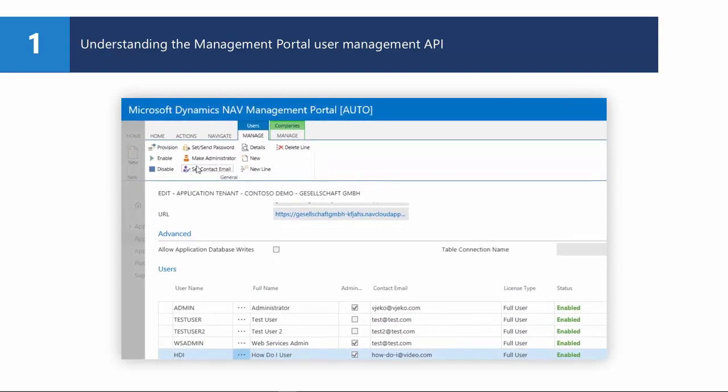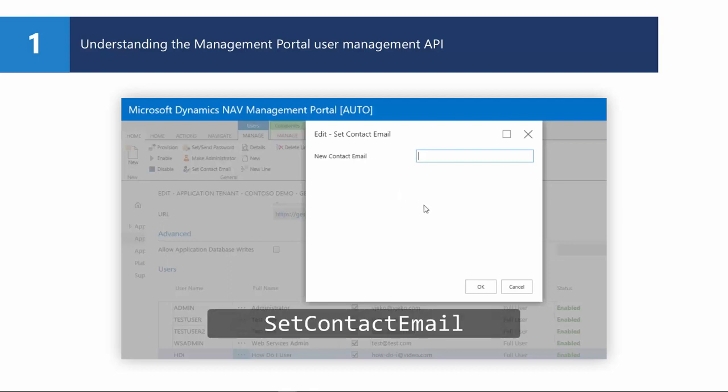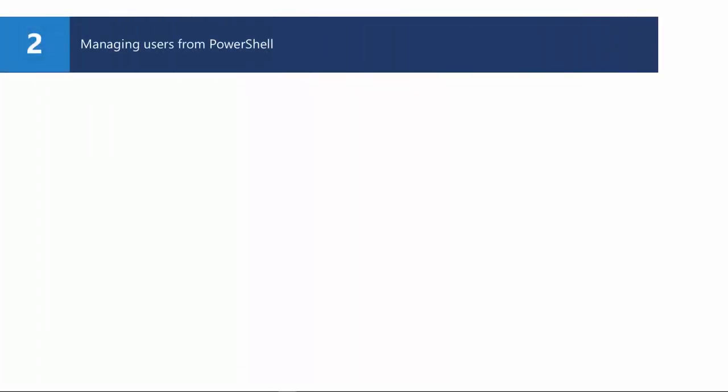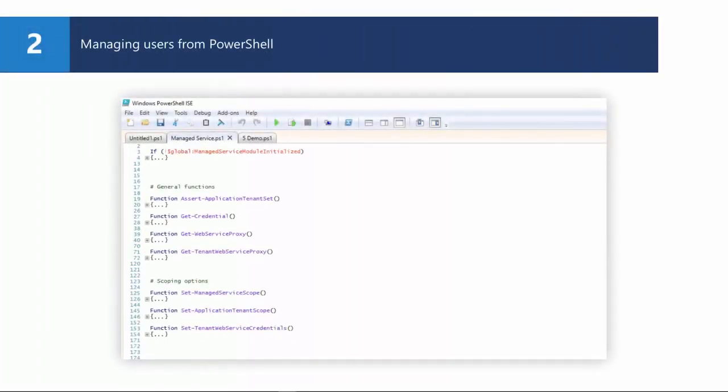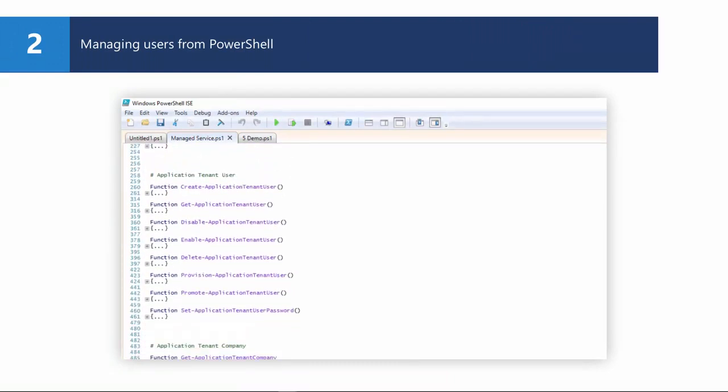Last action on users is set contact email. It will set the contact email address, most importantly for the purpose of receiving a new password. In SOAP, it's the set contact email method. Let's now take a look at how to use this API from PowerShell. Here, I have created a managed service module that exposes Management Portal API as a set of PowerShell commandlets that allows pipeline support for tenants, companies, and users. Here's the Application Tenant User section, which has commandlets to manage users.